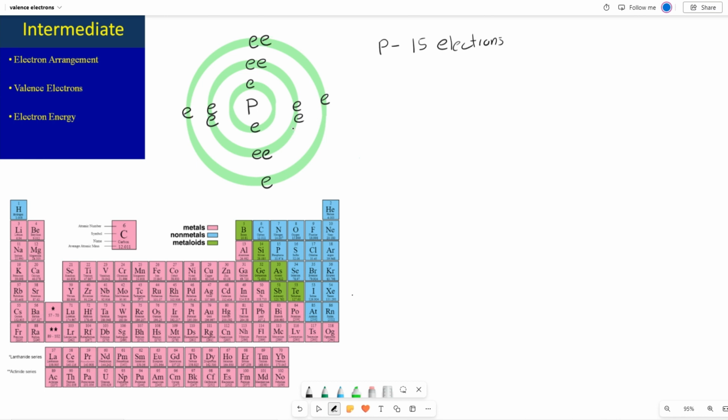And we can see now that we have phosphorus mapped out with 15 electrons. These are the low energy electrons here. These are the mid energy electrons in the second shell. And then in the third shell, these are the high energy electrons. And the electrons that are in the furthermost shell, the highest energy electrons, those are the valence electrons. So phosphorus has 1, 2, 3, 4, 5 valence electrons.